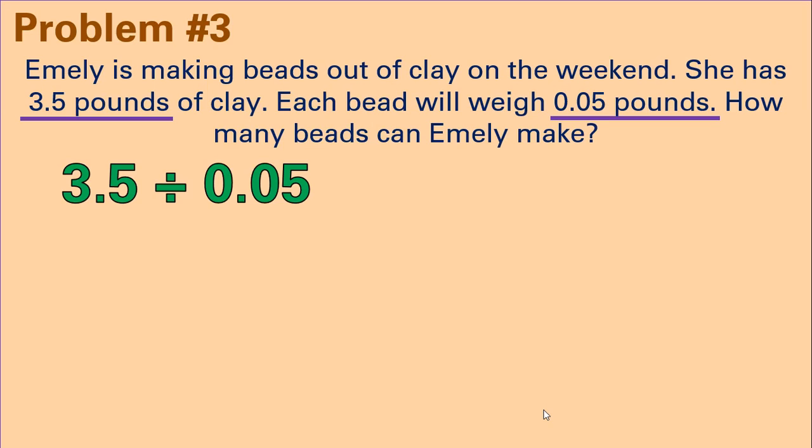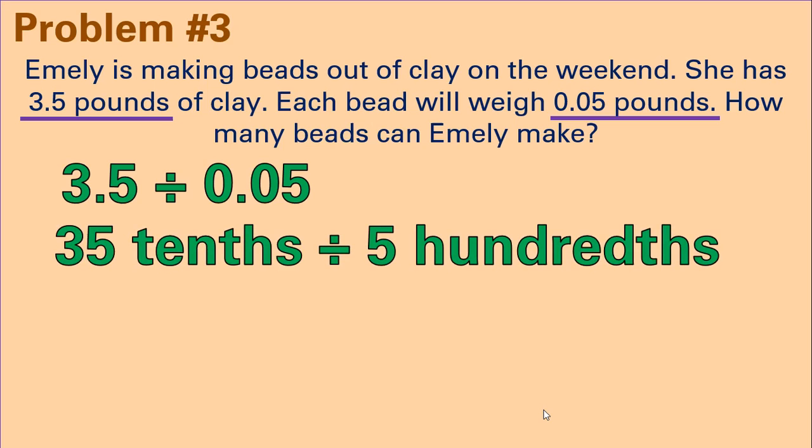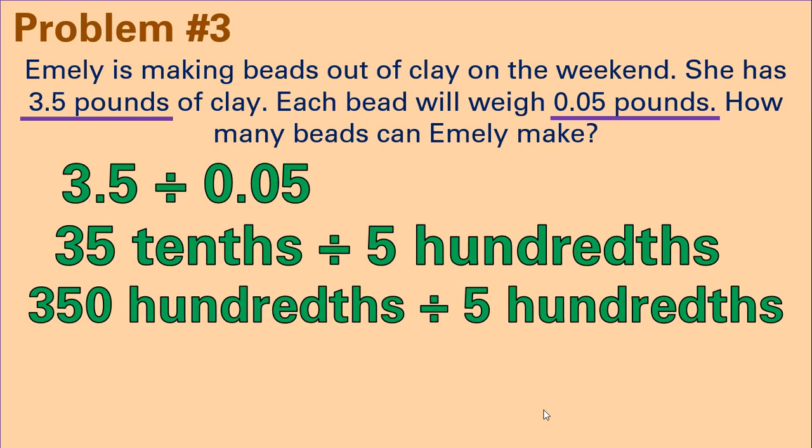First thing we're going to do is rewrite each of these, dividend and divisor, in unit form. 3 and 5/10 can be rewritten as 35 tenths because the 5 is in the tenths place. 500 can be rewritten as 500 because the 5 is in the hundredths place. Now we're going to rewrite our dividend, which is our first number, so that it has the same place value as our divisor, which is hundredths. 35 tenths can be rewritten as 350 hundredths.